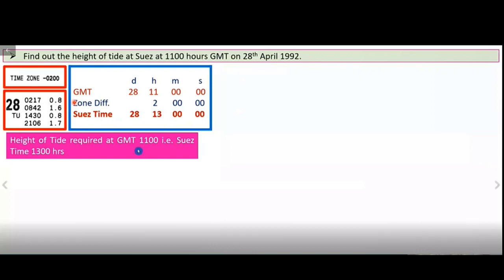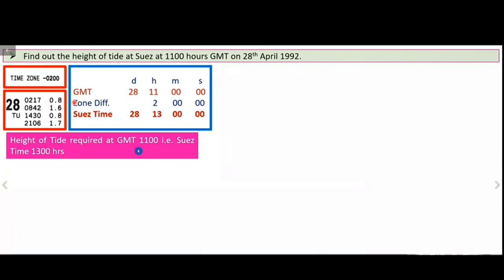Sir, but whatever we are given in volume 2, these daily pages, is this in zone time, or is this in GMT time, sir? Okay beta, zone time is not a standard time. Your question should be whether they are given in local time or GMT. Yes, sir. All the tide times are given as local times.